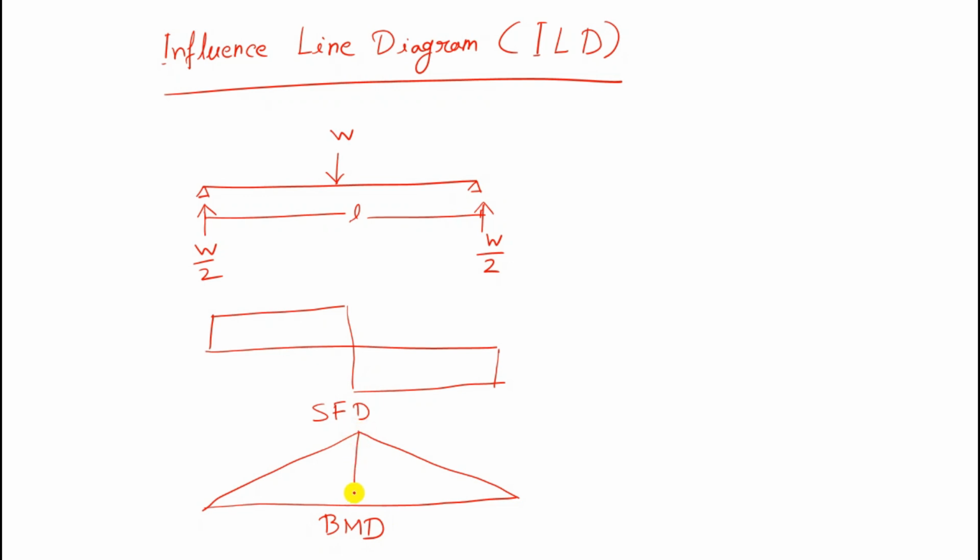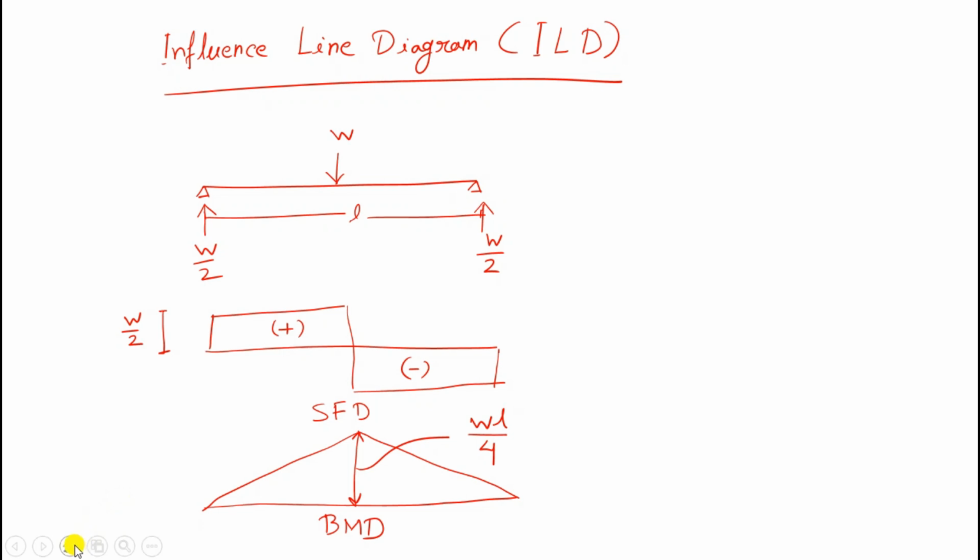The maximum value of the bending moment will be W by 2 multiplied by L by 2, so WL by 4. And the maximum value of shear force would be W by 2. This is positive shear force and this is negative shear force.